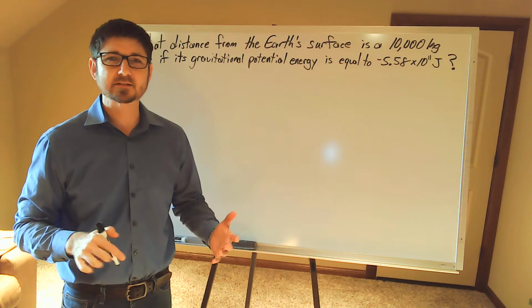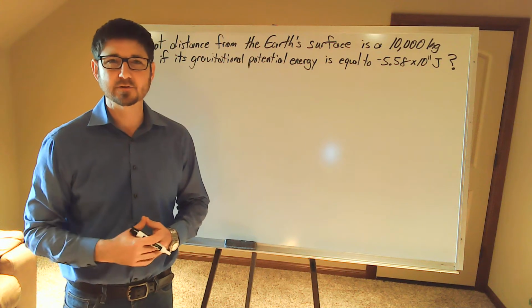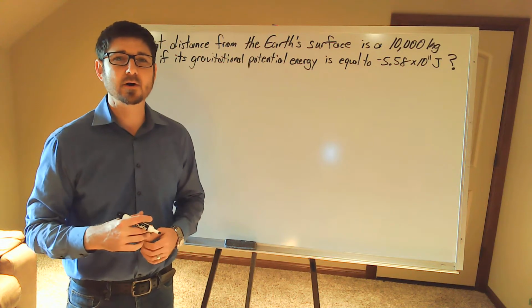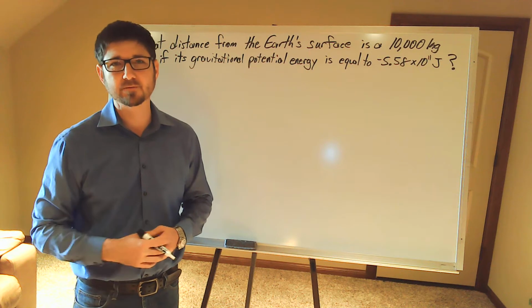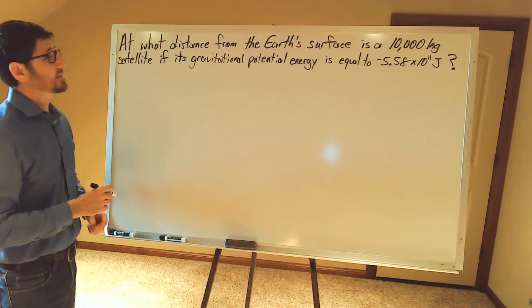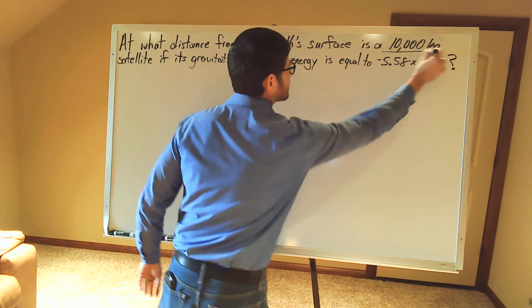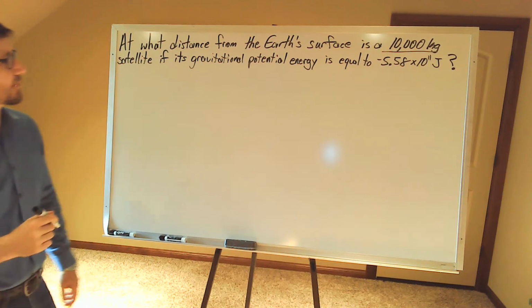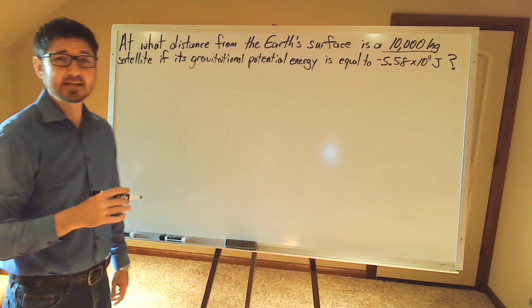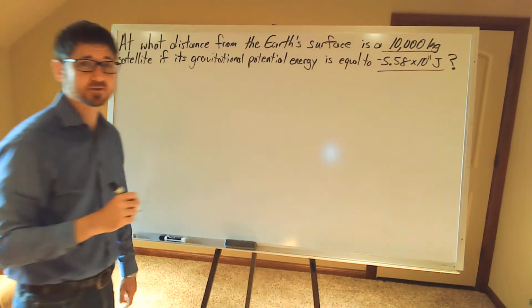I'm going to underline some important information. We're going to develop a column of knowns and unknowns, and we're going to draw a simple picture to help us solve the problem. So let's get started. At what distance from the Earth's surface is a 10,000 kilogram satellite if its gravitational potential energy is equal to negative 5.58 times 10 to the 11th joules?